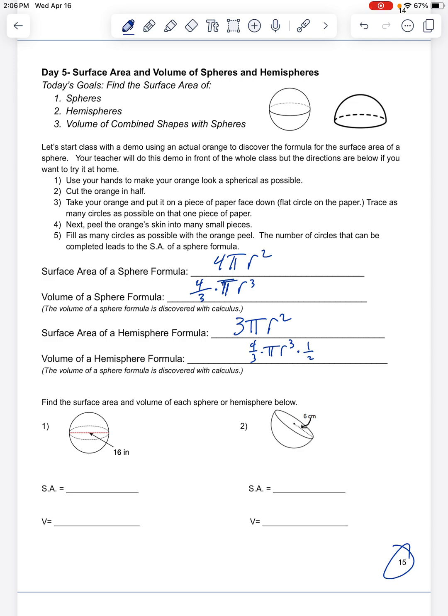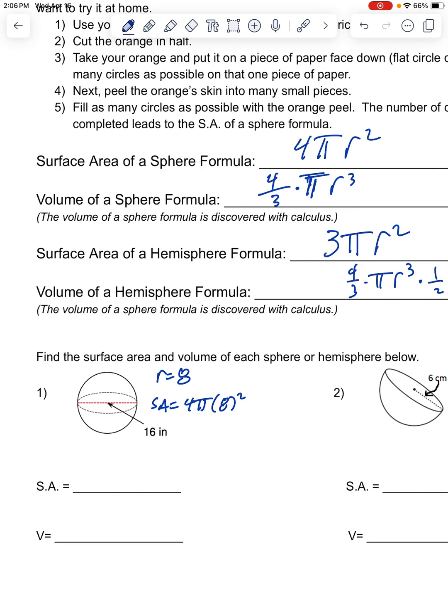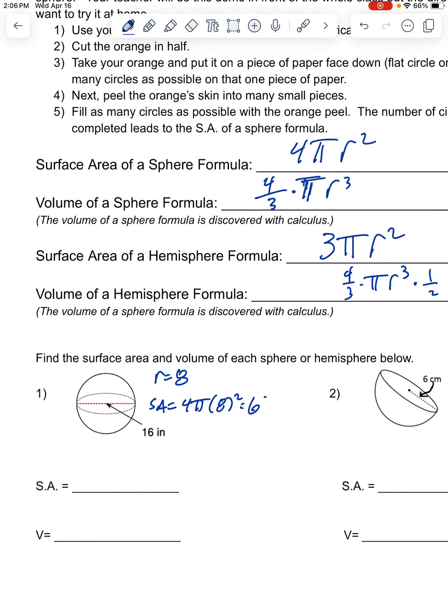Let's find the surface area here. The diameter is 16, so the radius is 8. So the surface area is going to be 4 pi 8 squared. 8 squared is 64, 64 pi times 4, which gives me 256 pi.